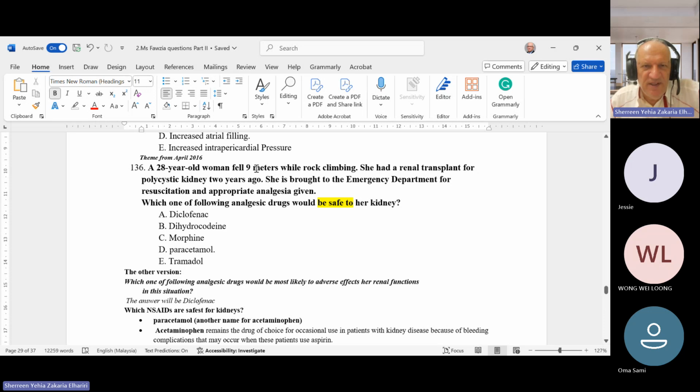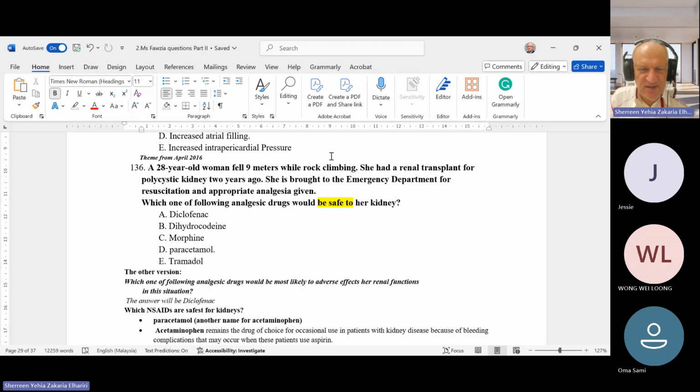A 28-year-old woman fell 9 meters while rock climbing. She had a renal transplant for polycystic kidney 2 years ago. She is brought to the emergency department for resuscitation. What is the appropriate analgesic to give? He just needs to ask you what is the safe analgesic for the kidney, because you know we have something called analgesic nephropathy, and this patient is in a critical situation. So which analgesic drug would be the safest?